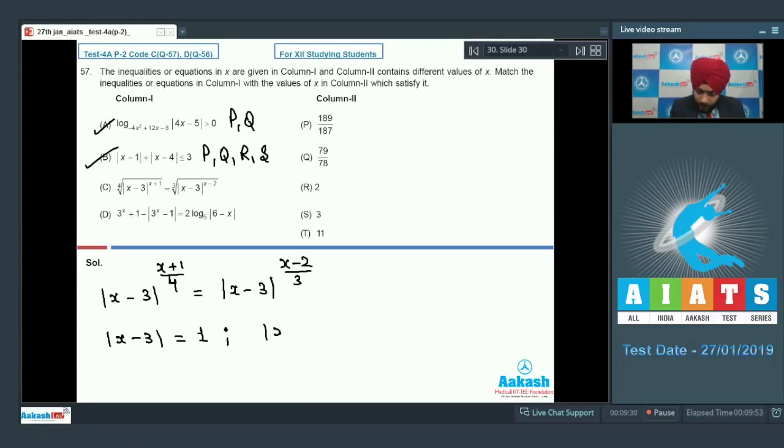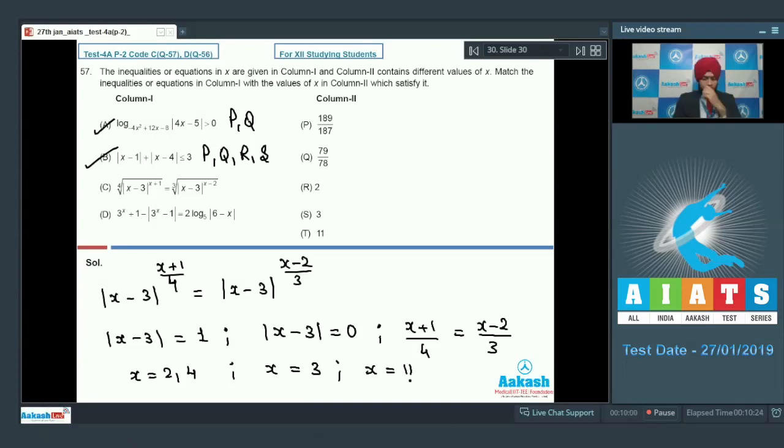Second possibility, mod of x minus 3 is equal to 0. 0 raised to power any non-zero number is definitely equal to 0. Again, both LHS and RHS will be equal. Third part, bases are already equal. So if the powers are equal, then also we have a solution. So (x plus 1) by 4 is equal to (x minus 2) by 3. From here you will get x is equal to 2 or x is equal to 4. From here you will get x is equal to 3. From here you will get x is equal to 11. So we have 2, 3, 11, R, S, T as the correct choices. Okay, for C part. Let us move on to D part.